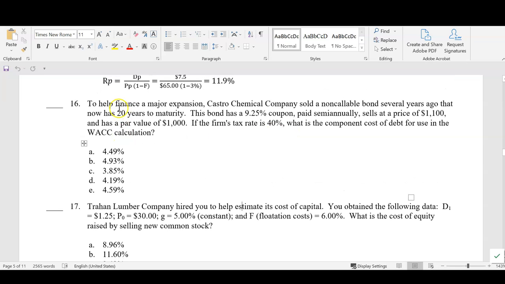Question 16. To help finance a major expansion, Castro Chemical Company sold a non-callable bond several years ago that now has 20 years to maturity. This bond has a 9.25% coupon paid semi-annually, sells at a price of $1,100, and has a par value of 1,000. If the firm's tax rate is 40%, what is the component cost of debt for use in the WACC calculation?